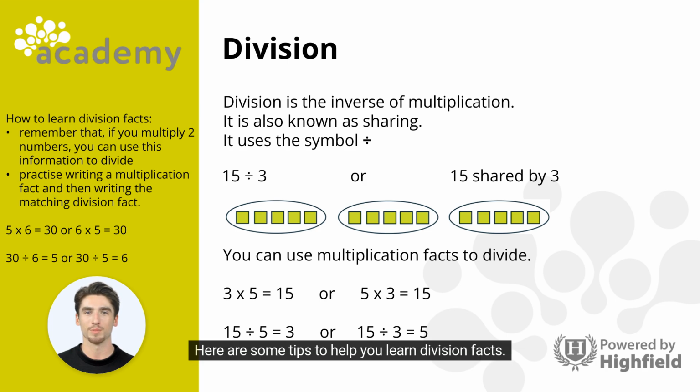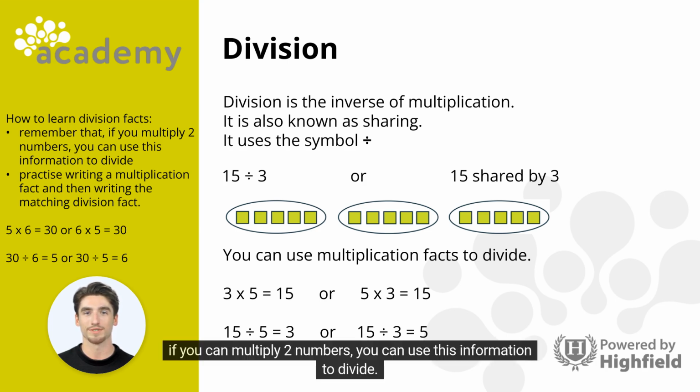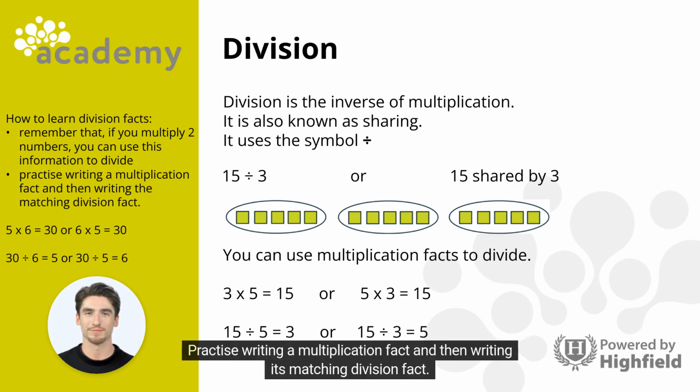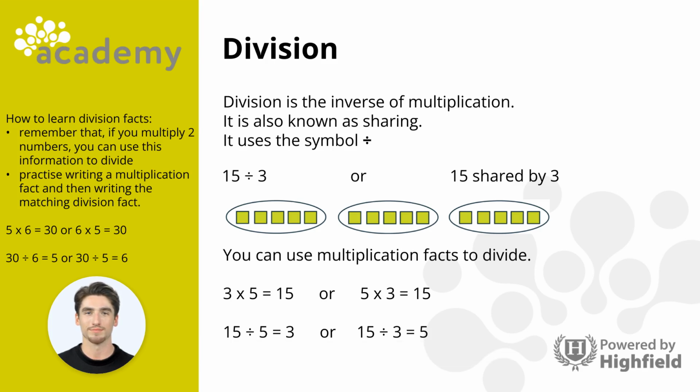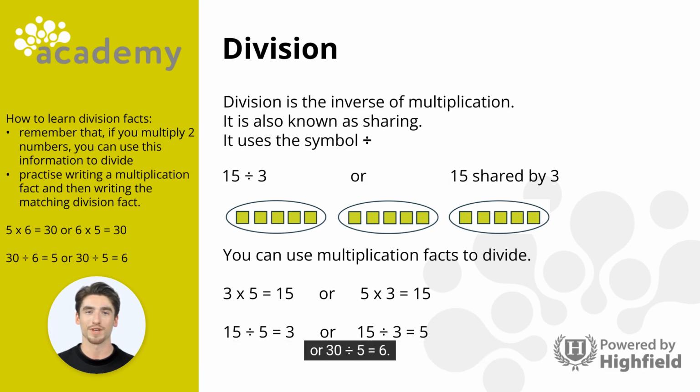Here are some tips to help you learn division facts. Remember that, if you can multiply 2 numbers, you can use this information to divide. Practice writing a multiplication fact and then writing its matching division fact. For example, the division facts for 5 multiplied by 6 equals 30 can be written as 30 divided by 6 equals 5, or 30 divided by 5 equals 6.